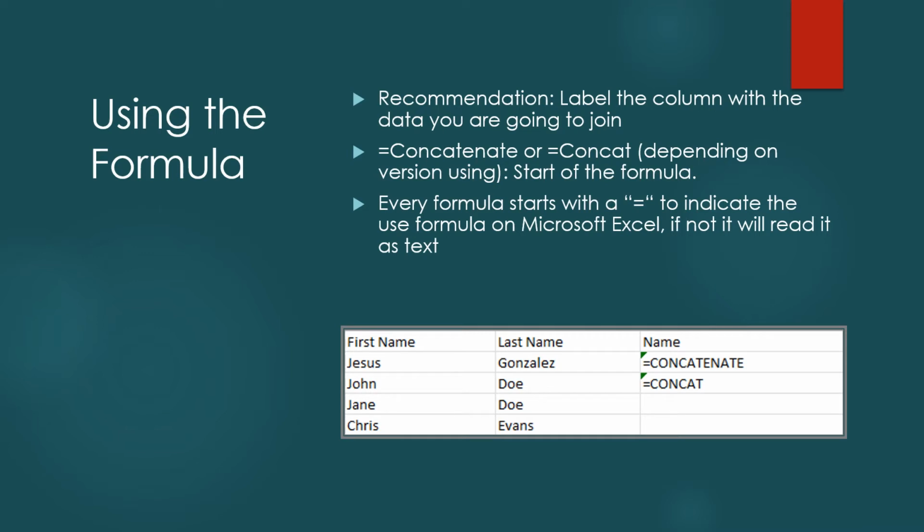Next, we'll go over how to use the formula. Recommendation: it is recommended to label the column with the data you are going to join. The formula is equals CONCATENATE or equals CONCAT, depending on the version you're using. Every formula must start with an equal sign to indicate the use of a formula in Microsoft Excel. If not, it will read it as text.